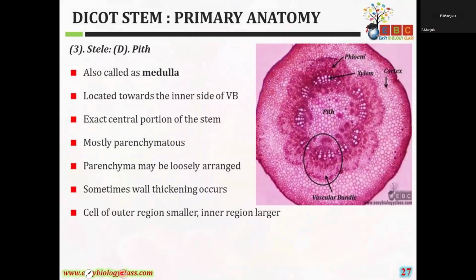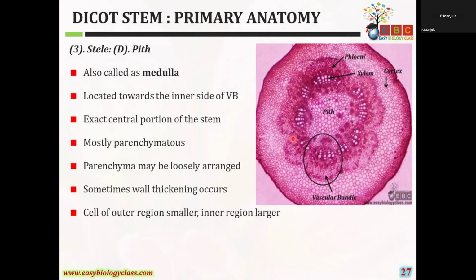Next one is the pith, or medulla. It is located towards the inner side of the vascular bundle, in the exact central portion of the stem. The pith is mostly parenchymatous, and the cells may be loosely arranged. Sometimes wall thickenings occur, and the cells of the outer region are smaller in size and the inner cells are larger.